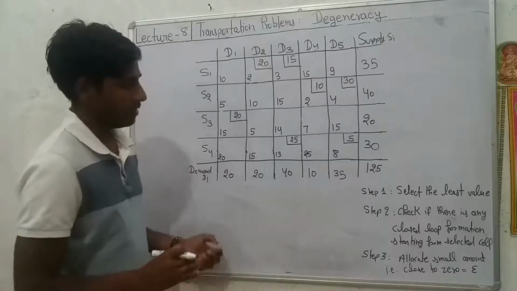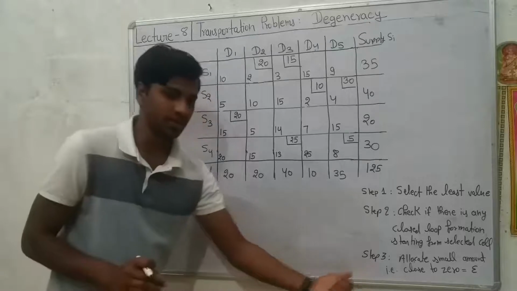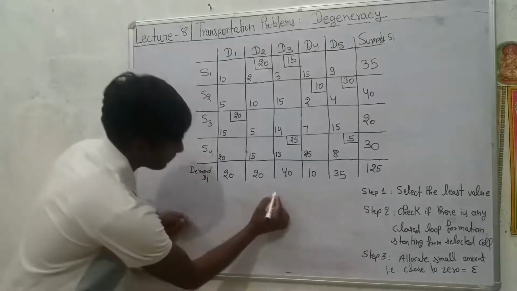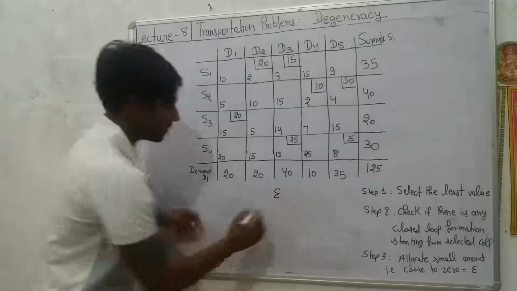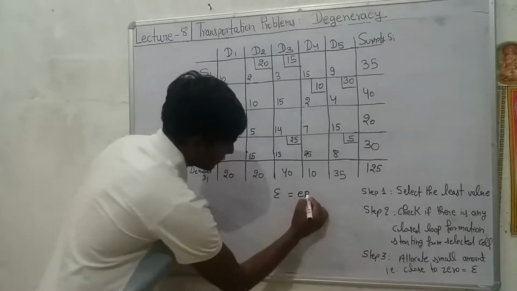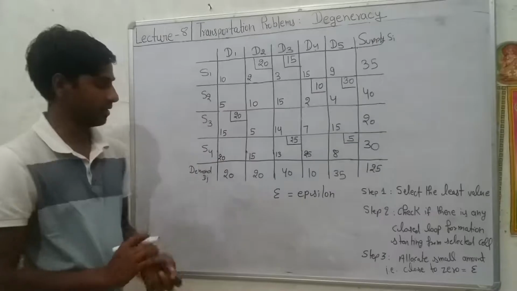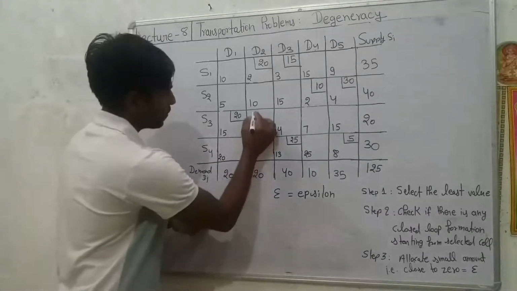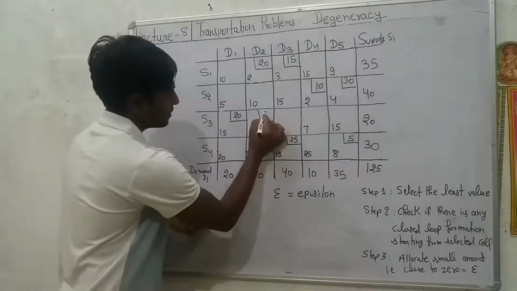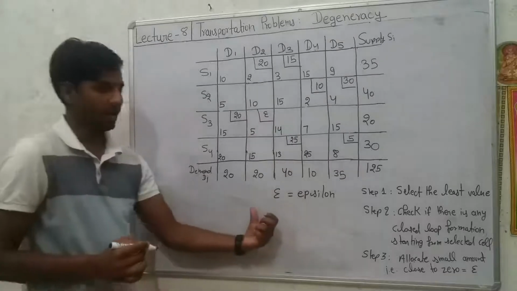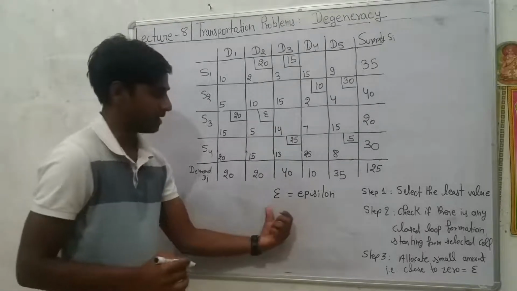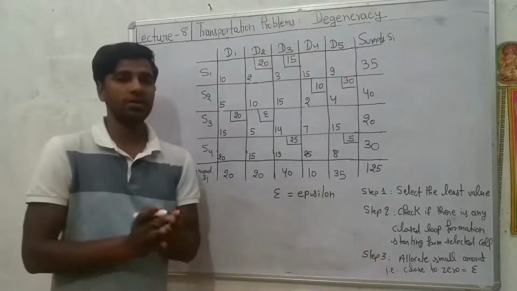Okay, remember that it is close to 0 but not 0. And generally we denote this quantity with a Greek letter, E, and we call it epsilon. So we allocate the quantity equal to epsilon. The value of epsilon is close to 0 but not 0.